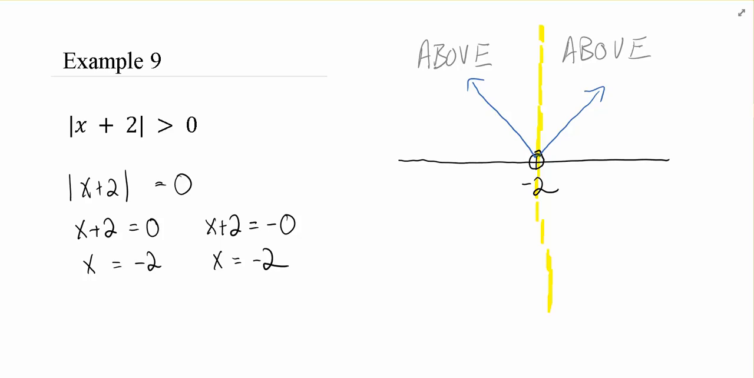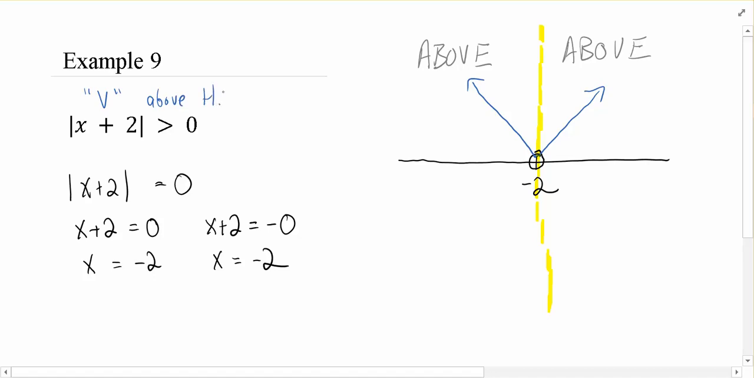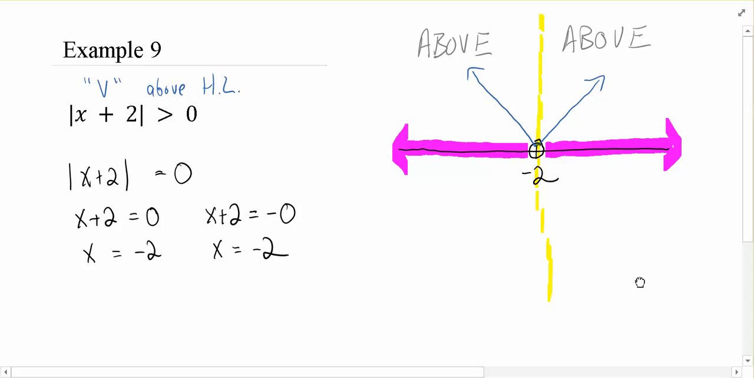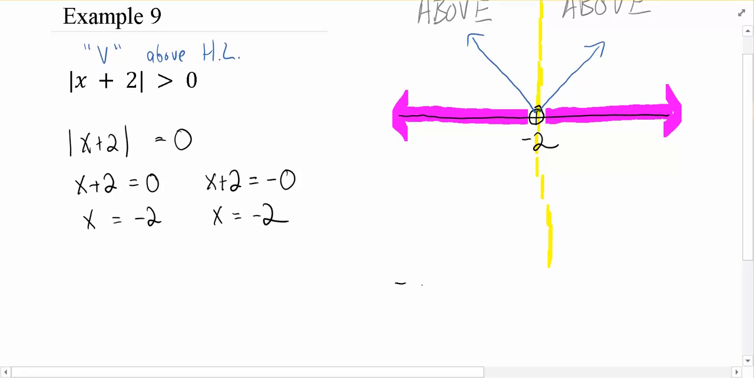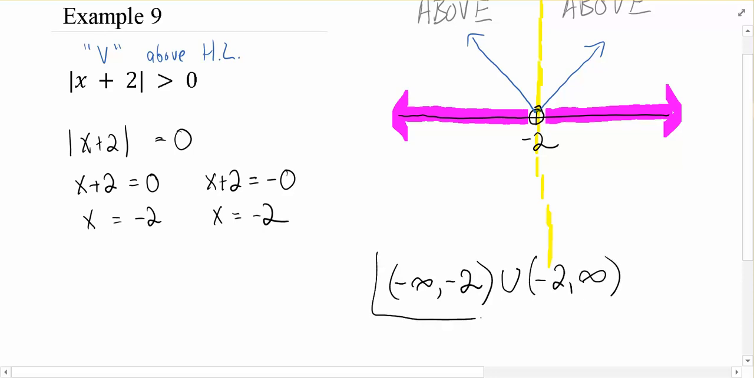So if we go back to the original problem and say, when is the V, well, greater than means above the horizontal line. Well, it's on both sides. It's on the left. It's on the right. Which means we have the interval on the left, which is from negative infinity to negative 2, but not including negative 2, as well as the interval from negative 2 to infinity.